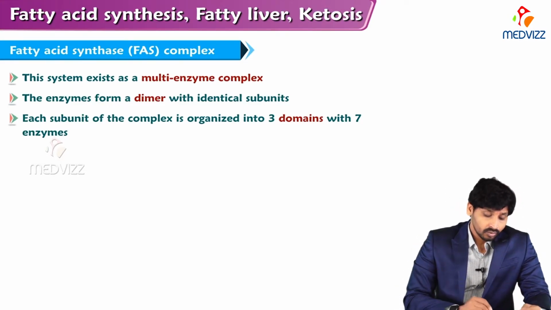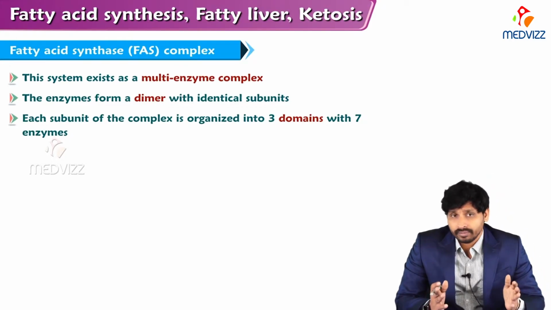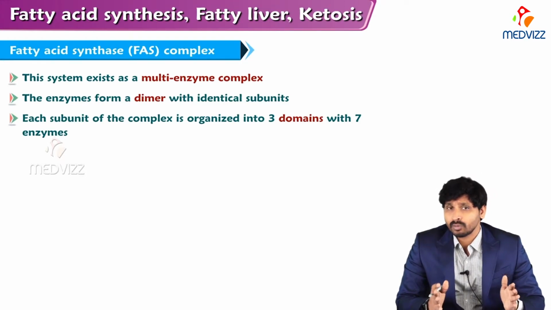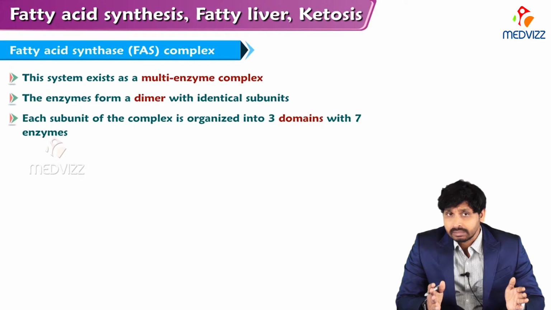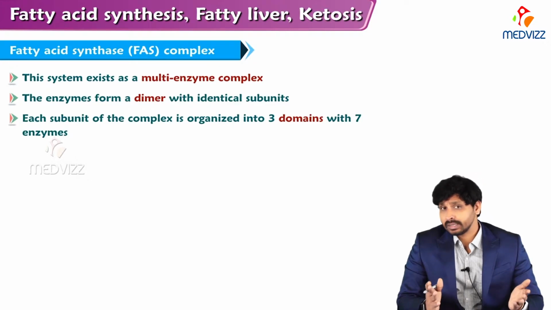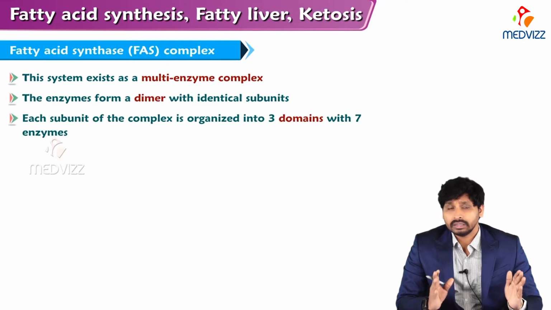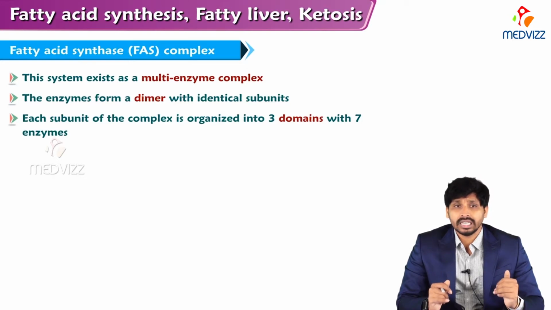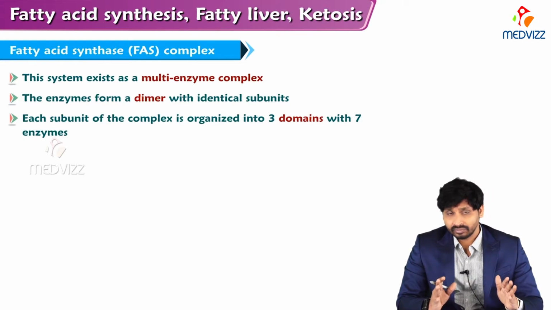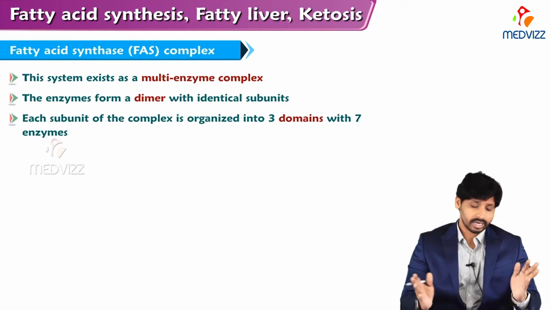You can make out that this is a multi-enzyme complex. The other examples we have discussed in our previous videos of multi-enzyme complexes are the pyruvate dehydrogenase multi-enzyme complex, popularly PDH, and the alpha-ketoglutarate dehydrogenase multi-enzyme complex. There we can see 5 coenzymes involved, but the difference between them and the fatty acid synthase complex is that here the number of enzymes involved is 7. So PDH as well as alpha-ketoglutarate dehydrogenase have 5 coenzymes, but here 7 enzymes are involved in the fatty acid synthase complex.